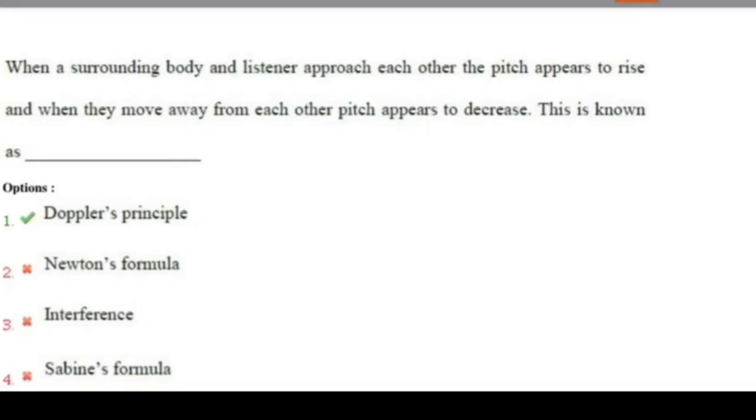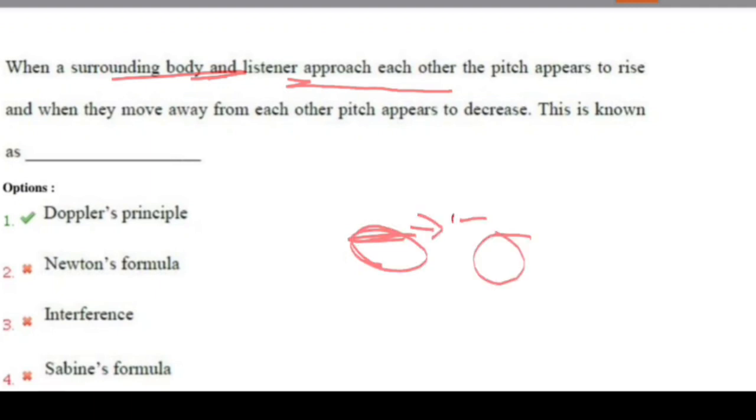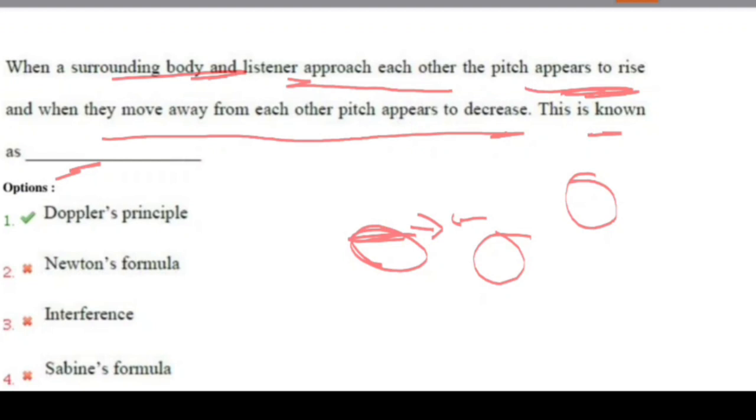Here the question reads: when a sounding body and a listener approach each other, the pitch appears to rise, and when they move away from each other, the pitch appears to decrease. This is known as what? We know that if a sound making device or a car is horning and the person is moving towards this car, the pitch will increase. If the person is moving away from this car, the pitch will decrease. So what effect is this?